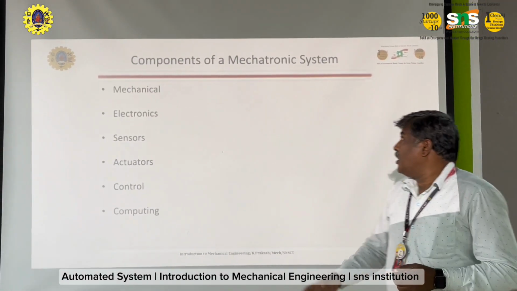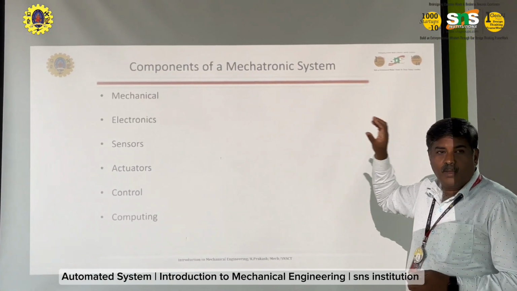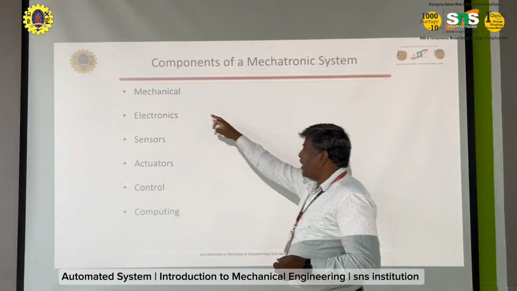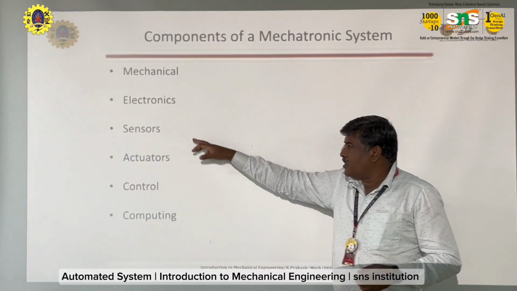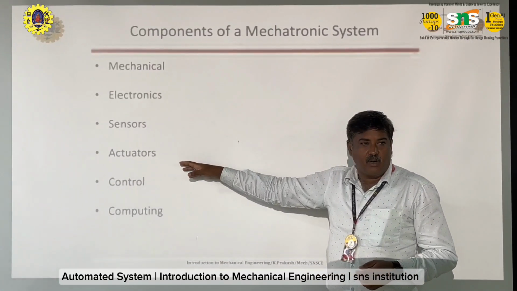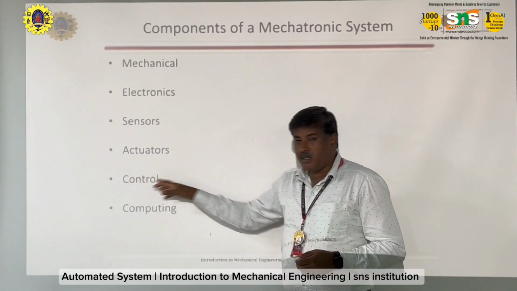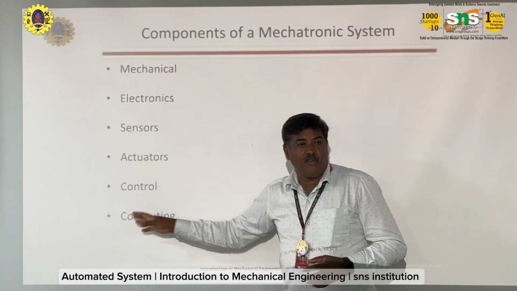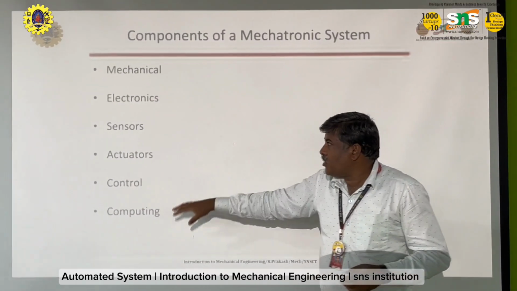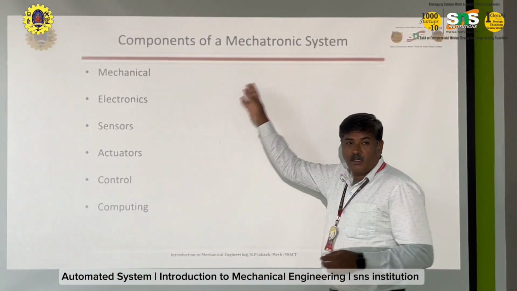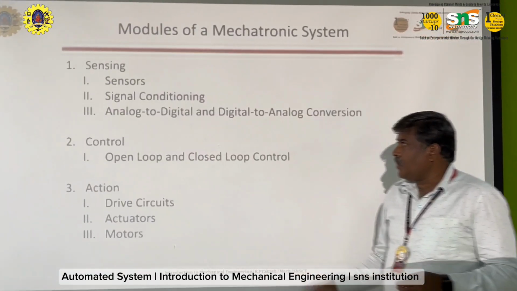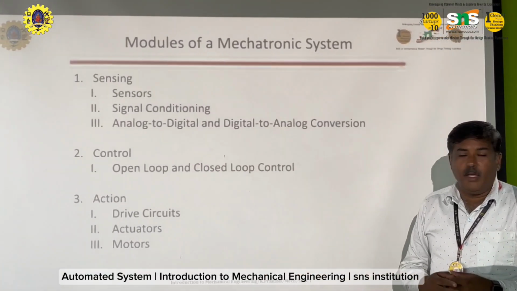In a mechatronic system we have mechanical components and electronics related components. We are using sensors and actuators, and we have controls and computing facilities. All these things come together to form a mechatronics system. Now let us see each and every module.